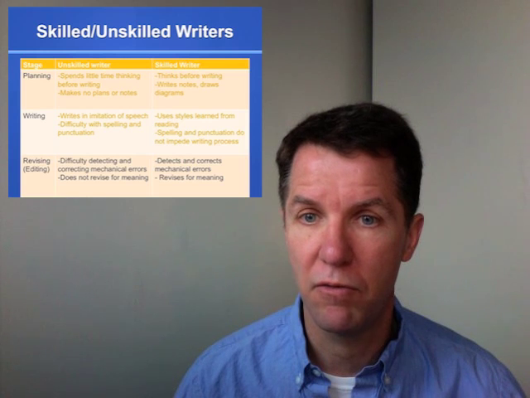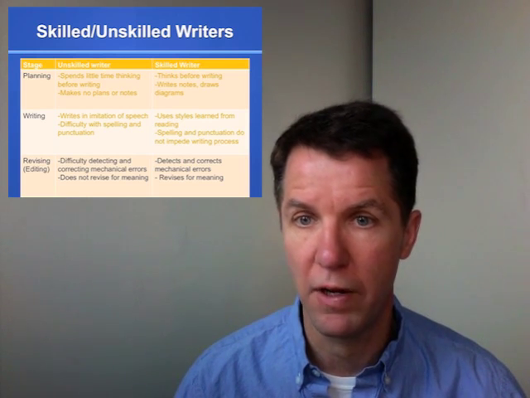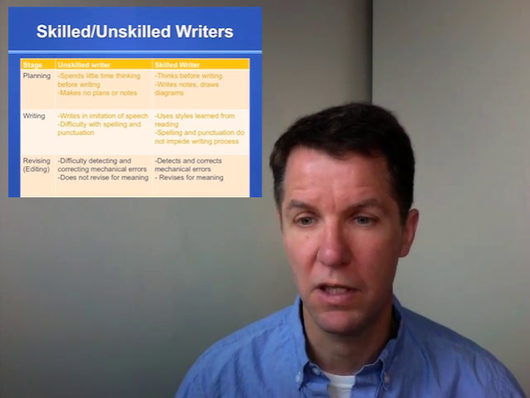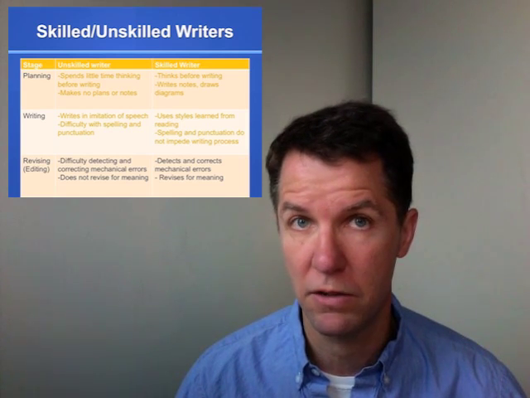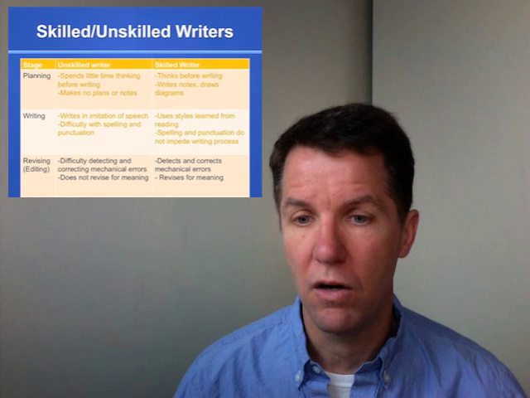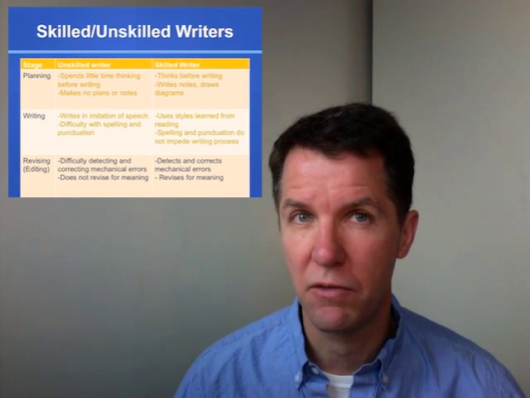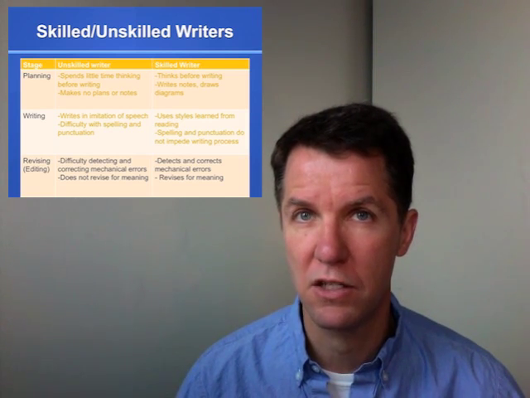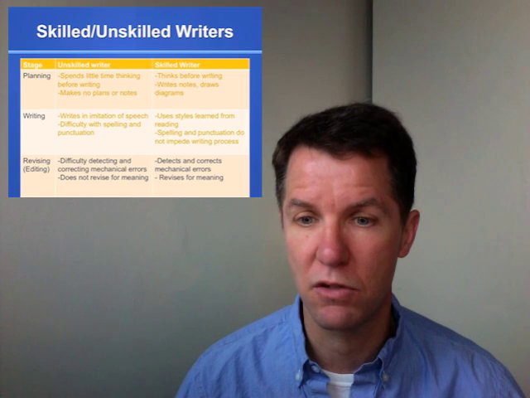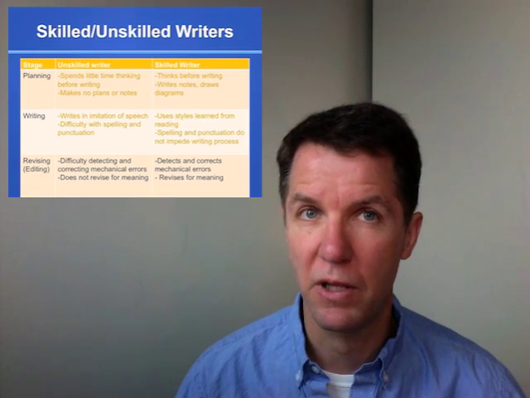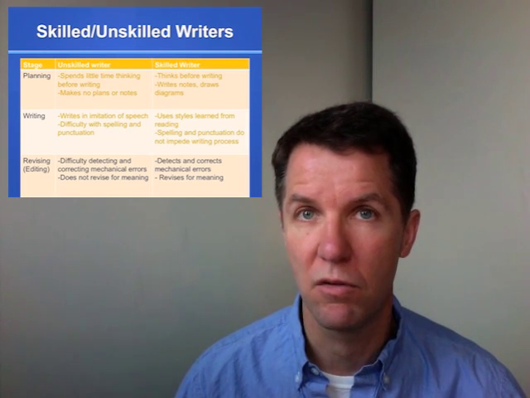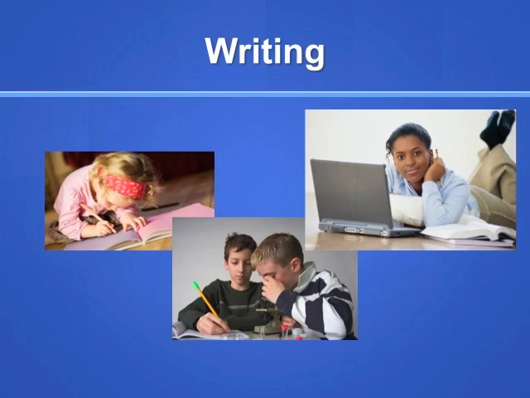Revising tends to be far more difficult for unskilled writers, including writers with learning disabilities. These students experience a lot of difficulty in detecting and correcting mechanical errors. They also experience difficulty revising for meaning, so unless they're specifically taught how to read through a text and anticipate the questions of readers, typically this is not something they do simply based on instructions to revise for meaning. They typically need explicit instruction or some type of other supports in reviewing and revising their text for meaning.